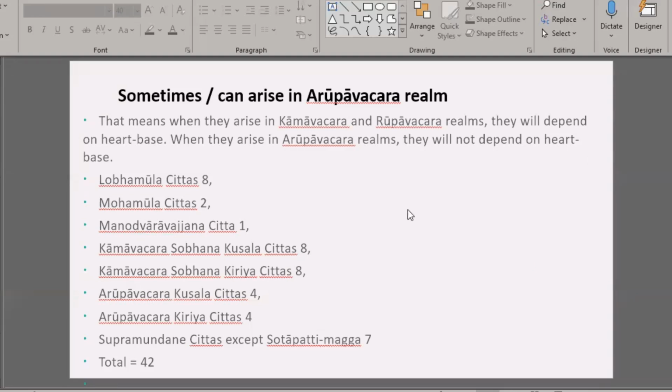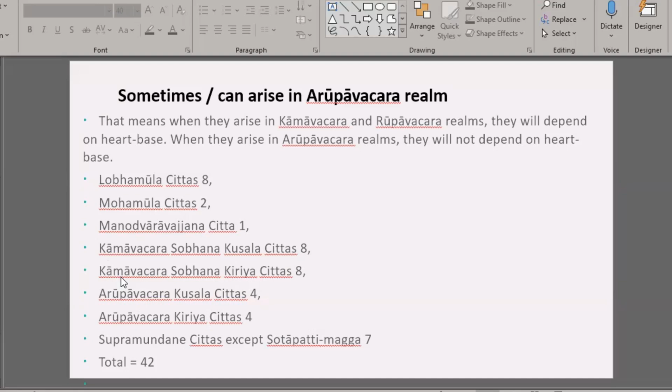Altogether, how many? Okay, let's repeat again. Chittas that sometimes depend on the heart base, in other words, chittas that can arise in the Arupavachara realm. What are they? 8 Lobha-mula chittas, 2 Moha-mula chittas, 1 Manodvara Vajjana chitta, 8 Kamavachara Sobhana Kusala, 8 Mahakusala chittas, 8 Kamavachara Sobhana Kriya, 8 Mahakriya chittas, Arupavachara Kusala chittas 4, Arupavachara Kriya chittas 4, Lokuttara chittas except Sotapatti Magga 7. Altogether there are 42.